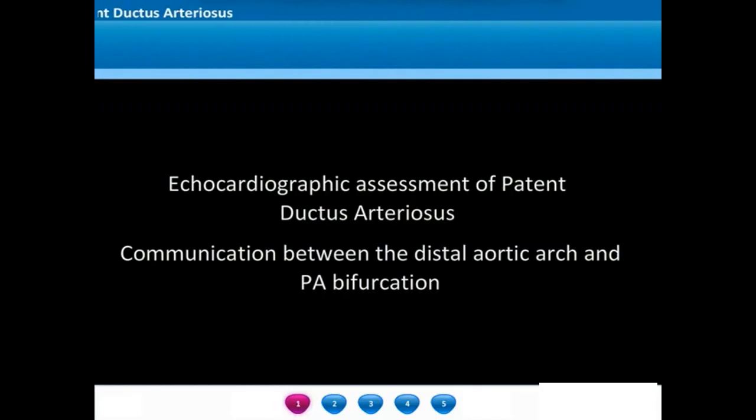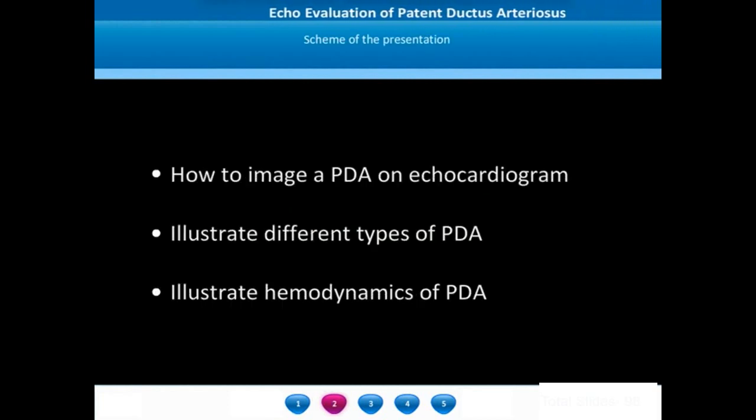In this module, we are going to discuss the echocardiographic assessment of patent ductus arteriosus. PDA is a communication between the distal aortic arch and the pulmonary artery bifurcation. This module will discuss how to image a PDA on echocardiogram, illustrate different types of PDA, like a restrictive PDA, a moderate sized PDA, a very large PDA, and illustrate the different hemodynamics of PDA.